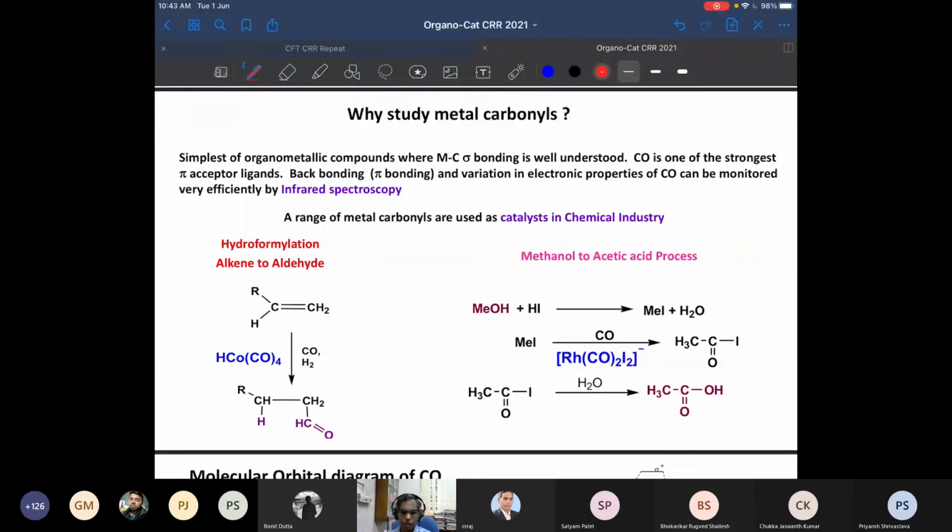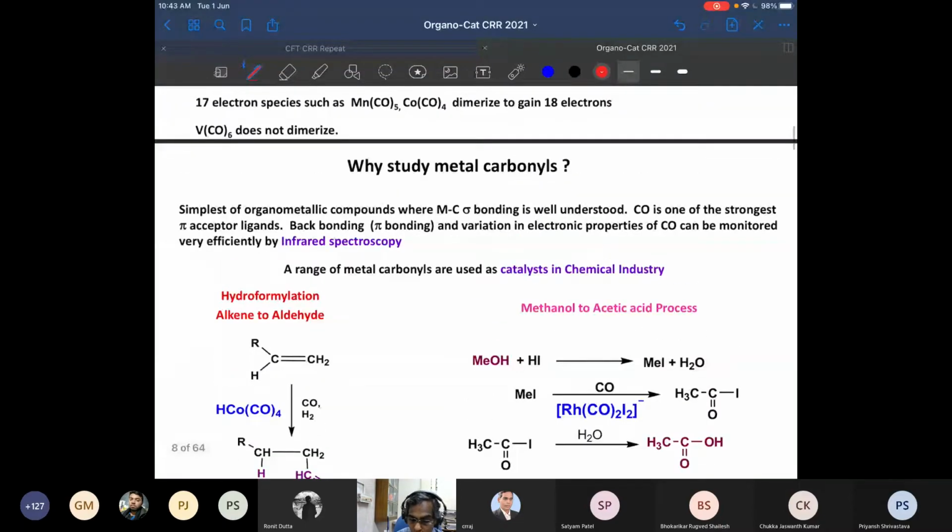Now the very important question: why do we study metal carbonyls? That's a fundamental question. Some of you may ask, sir, why should we study all these metal carbonyls? Does it really have any meaning? I will explain why we are talking about the carbonyl.